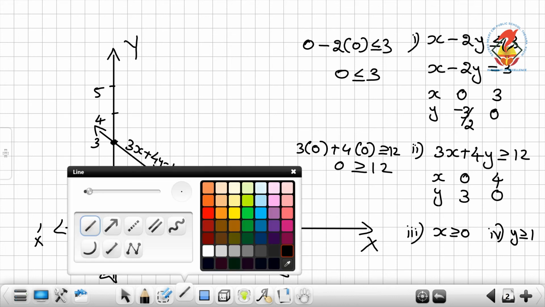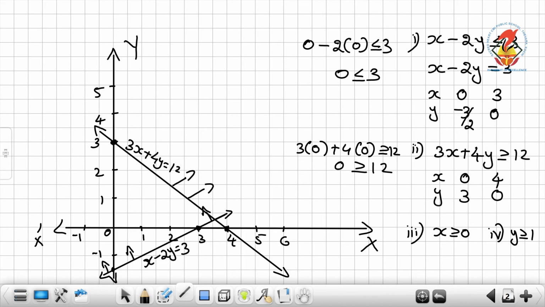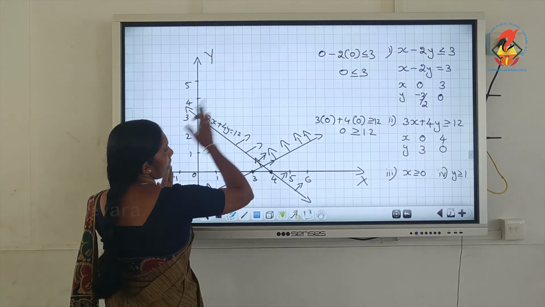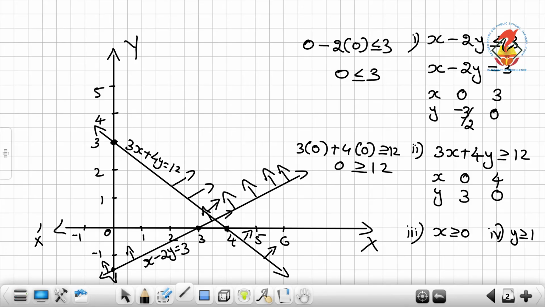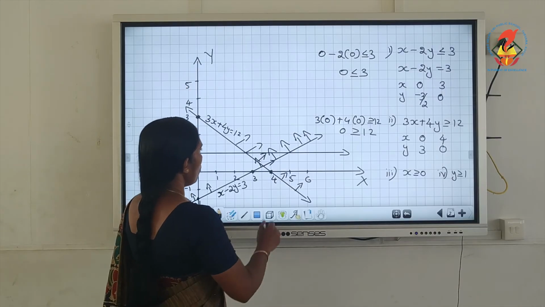Okay. So I am extending the first line since we want the common region. And for this line, this is the region. Now one more line: x greater than or equal to 0 means the y-axis, greater means the right-hand side, and y greater than or equal to 1. So we have to draw y equal to 1. Y equal to 1 is a line passing through 1 and it is parallel to the x-axis. And y value greater than 1 means the upper region.